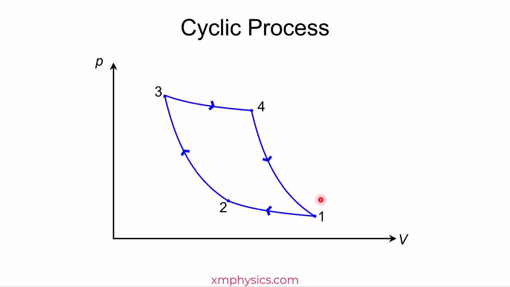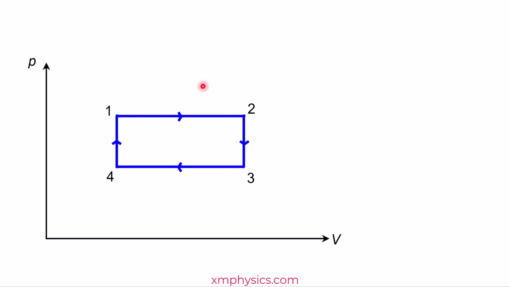All that's required of you for the A level is to be able to figure out the meaning of the enclosed area. This is an example of a cyclic process consisting of 2 isobaric processes and 2 isochoric processes. Let's think about the work done during these 4 processes.